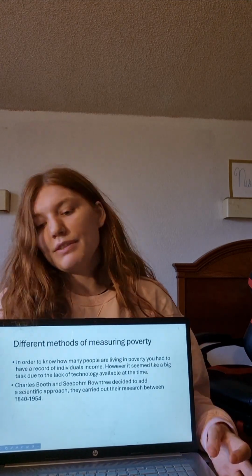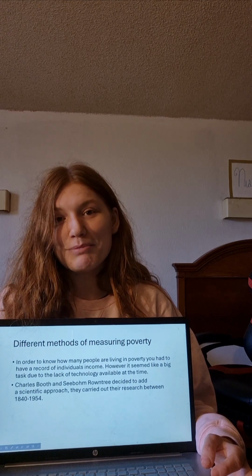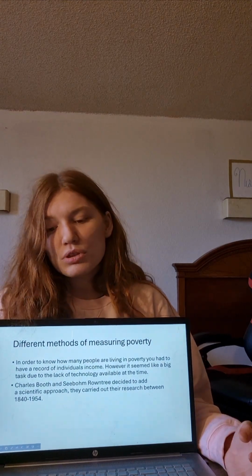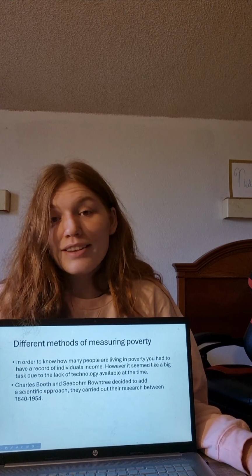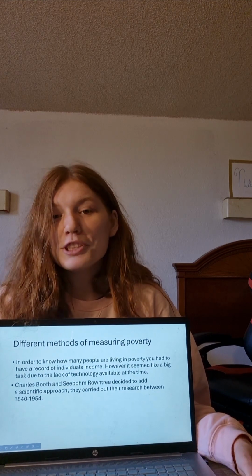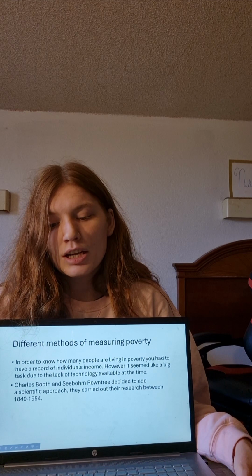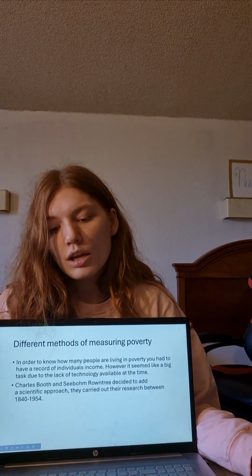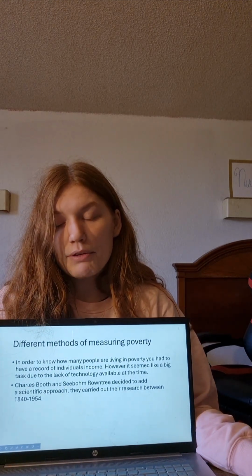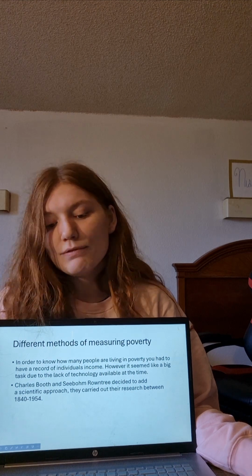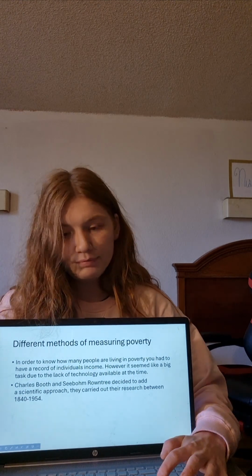Different methods of measuring poverty. In order to know how many people are living in poverty, you need to have a record of the individual's income. However, it seemed like a big task due to the lack of technology available at the time. Charles Booth and Rowntree decided to add a scientific approach to it and carried out research between 1840 and 1954.